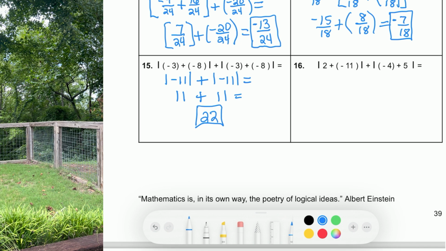All right, let's look at the next example. We have the absolute value of 2 plus negative 11. I'm going to take the difference since they have different signs, and that's going to be 9. The 11 is greater, so it's negative 9. In our second absolute value symbol, we have negative 4 plus 5. Take the difference since they have different signs. That's 1. The 5 is greater, so it's going to be a positive 1. Now we need to take them out of our absolute value signs. So that's going to be 9 plus 1. And our answer is 10.